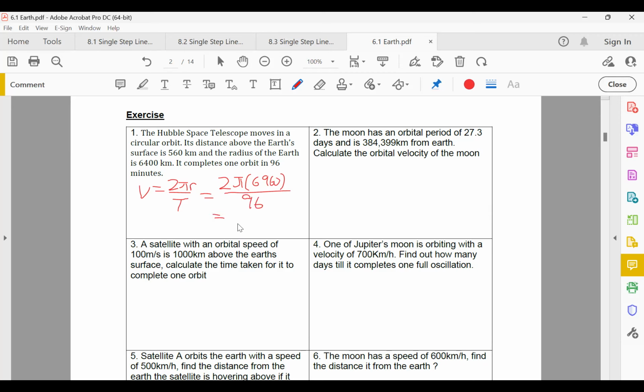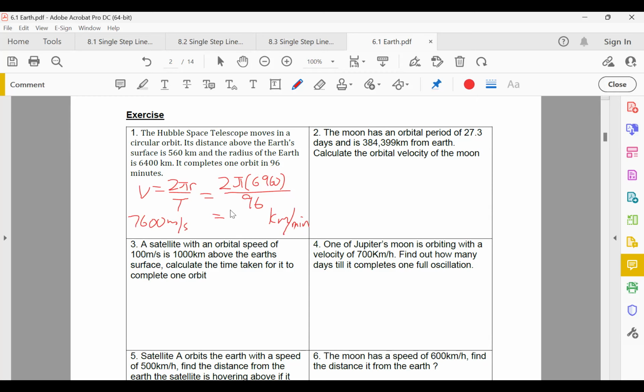Guys, in this question, you do not necessarily need to change it into meters per second, although if you changed it, it's fine. If you changed it into meters per second, you should get somewhere around 7,600 meters per second. If you don't want to, you can just press everything into the calculator, and you'll get your answer in km per minute. You can leave it like that if they do not specify.